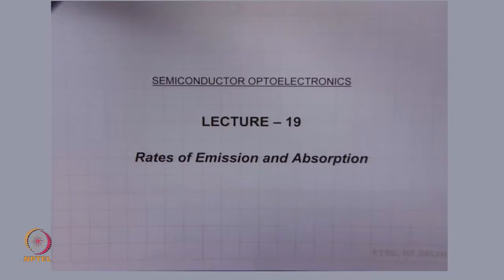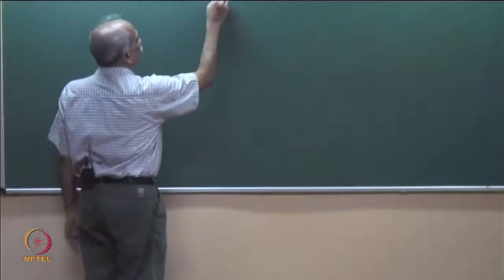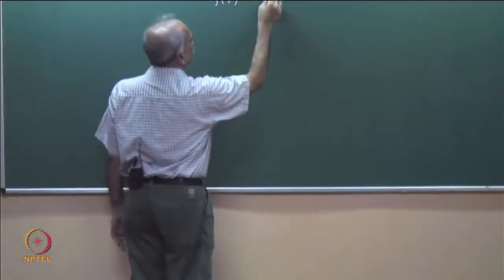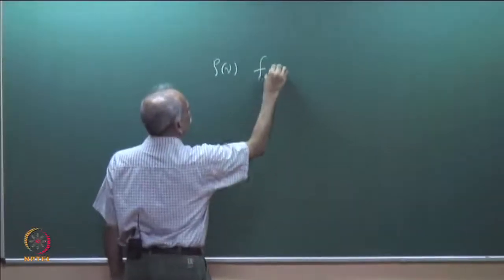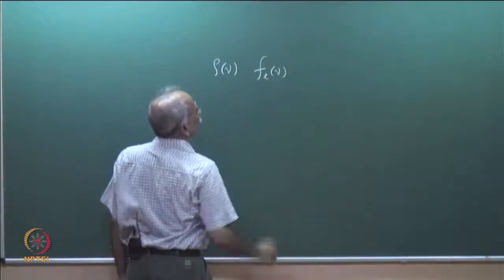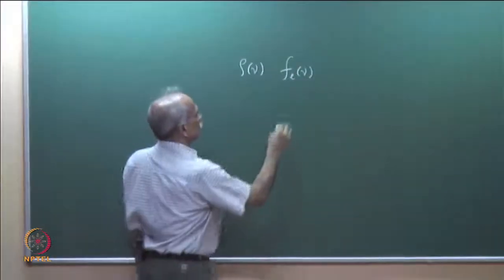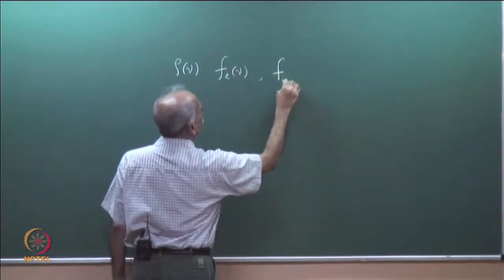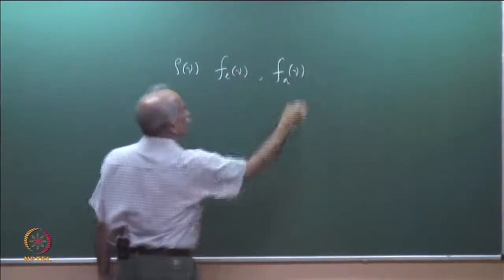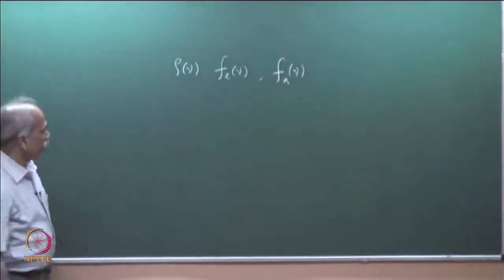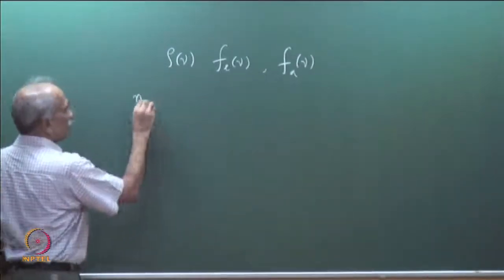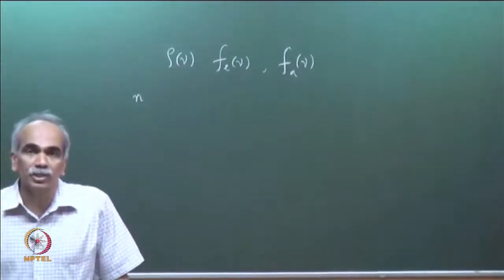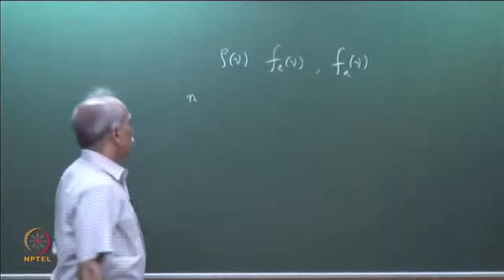Last class we discussed the optical joint density of states rho of nu, the probability of emission Fe of nu, and the probability of absorption Fa of nu. We wanted to find out the number of emissions. Finally, our objective today is to discuss rates of emission and absorption.